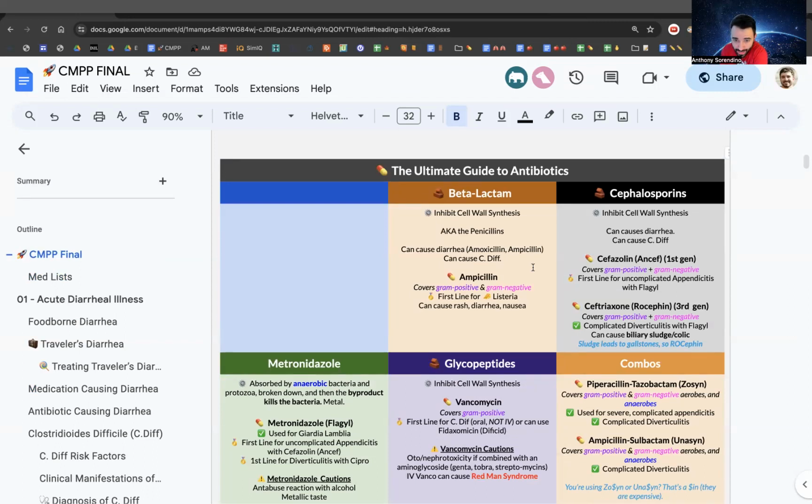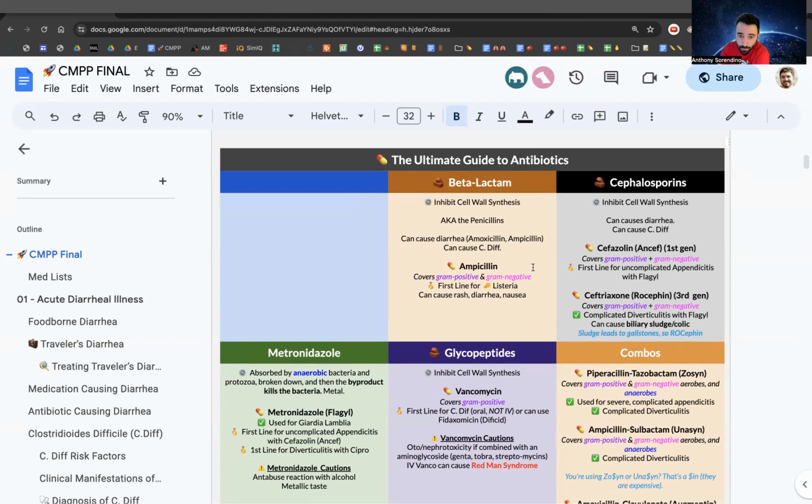Beta-lactams, for the most part, are going to end in -cillin. They can cause diarrhea. We talked about amoxicillin and ampicillin causing diarrhea. Cephalosporins are also going to cause diarrhea, just like the whole class. Because these are on the right side, on the top and also the bottom, they're going to cause C. diff. So cephalosporins and beta-lactams can cause C. diff.